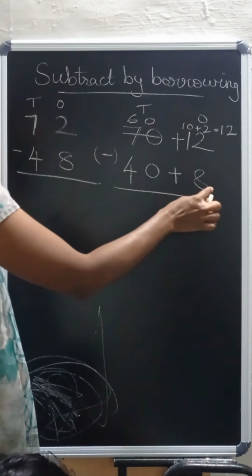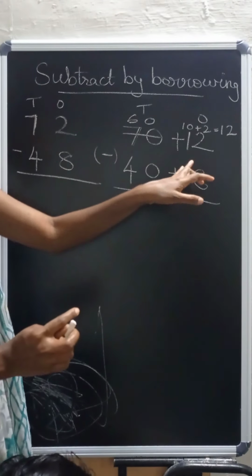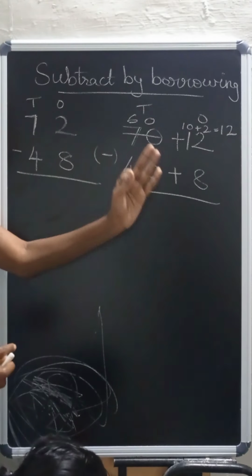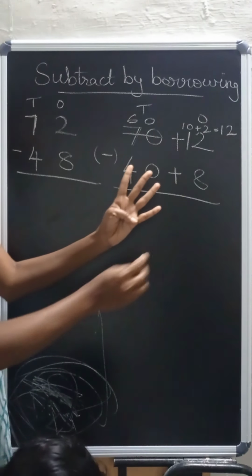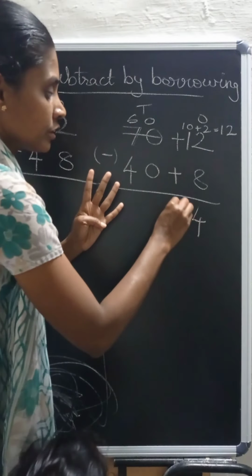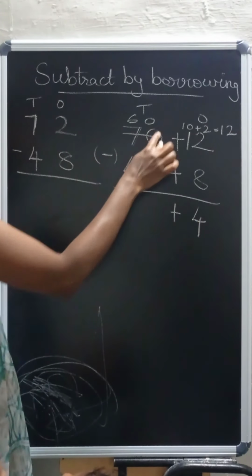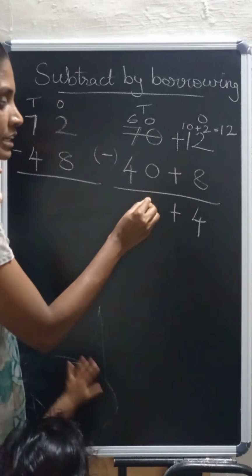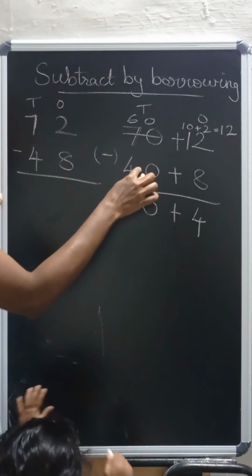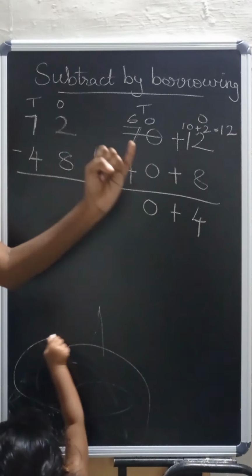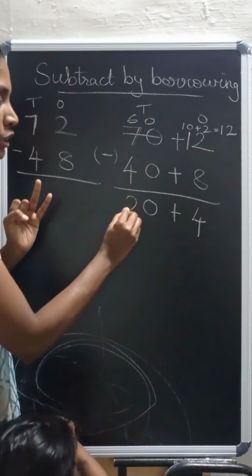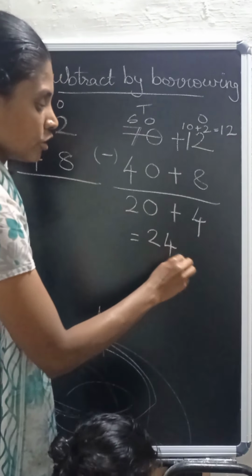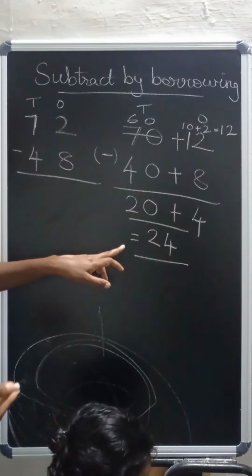Now normal subtraction. After 8, count till 12. After 8, 9, 10, 11, 12. So 4. Now 60 minus 40. Now subtract. 0 minus 0 is 0. 6 minus 4. Now after 4, 5, 6. 2 tens, 20. So 20 plus 4 is 24. So 24 is your answer.